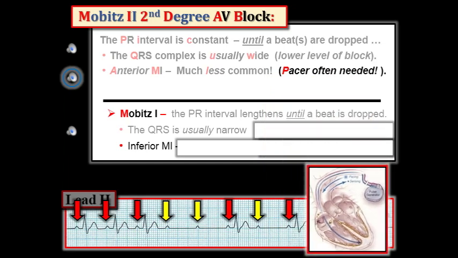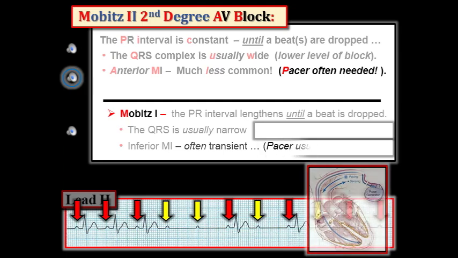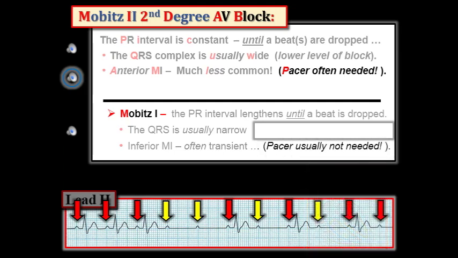In contrast, Mobitz I is most often a transient conduction disturbance that generally resolves in the hours to days following an acute event, such that permanent pacing will much less often be needed.